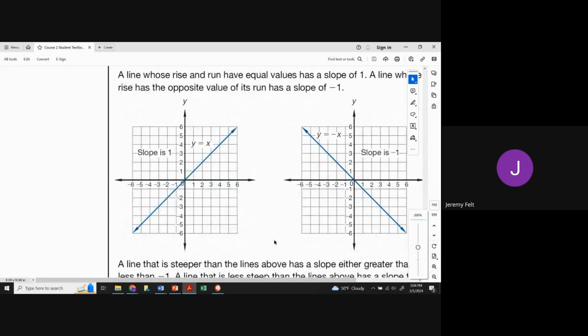So let's look at this one. The slope is 1 because I rise 1 and go over 1. Now let's say we went up 2 and over 2. Well, 2 over 2 is still 1. So it doesn't matter the points that we choose. If it goes through the origin, it's a pretty easy point to start at.